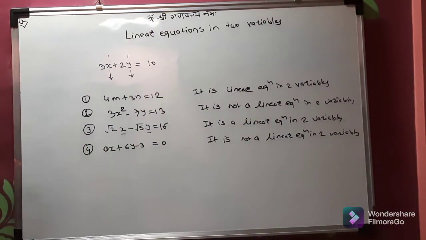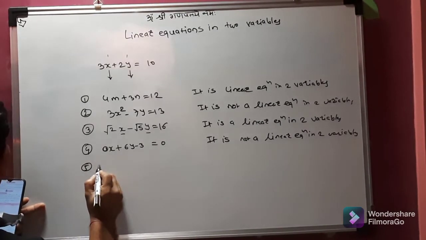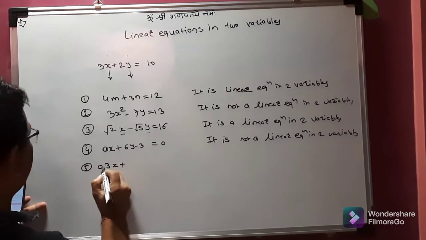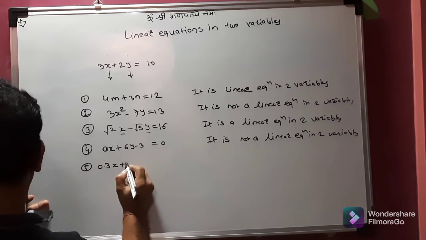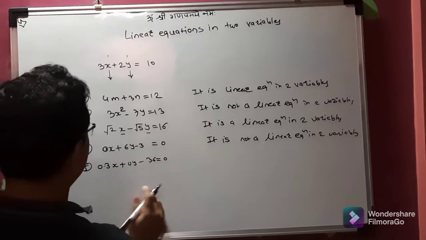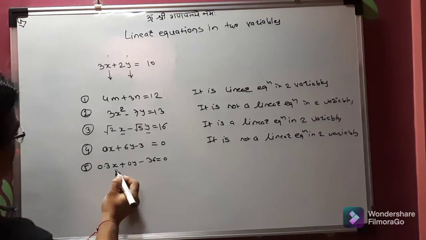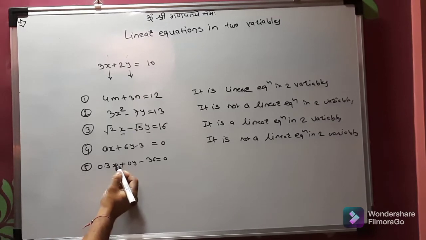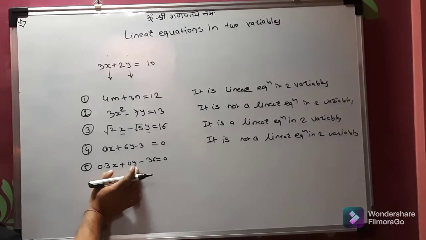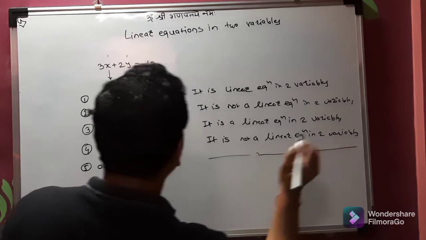Now the fifth one they have written 0.3x plus 0y minus 36 is equal to 0. Same here. 0 into y means the answer is 0. So 0.3x will remain, so it is only one variable. We require at least two variables. Only the x variable remains, so it is not a linear equation.